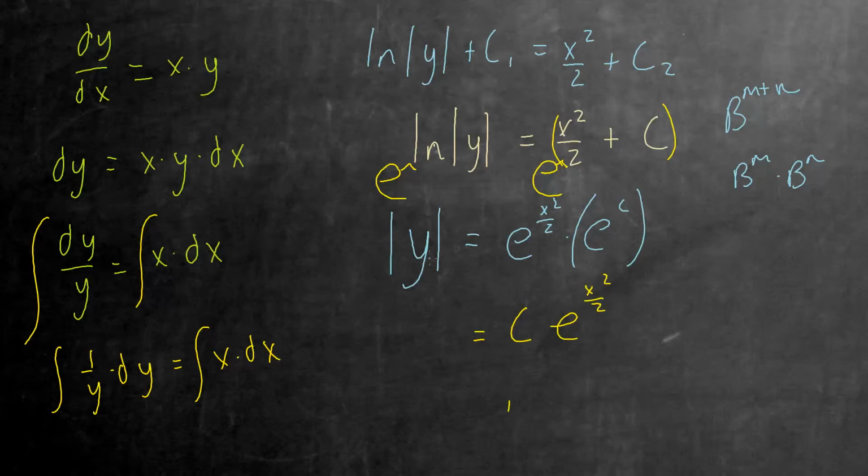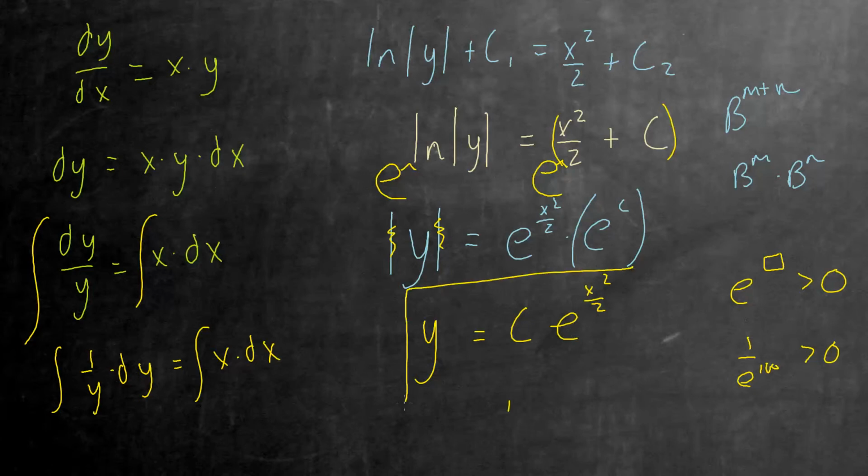Now, back to this absolute value. If I have the absolute value of y equals e to some power, we know that e to any power is always going to be greater than 0, because even if I put a negative 100 in here, it's going to be 1 over e to the 100, which is still greater than 0. So at this point, we can actually just lose the absolute value, because we understand that whatever y was, it's going to be positive anyway. So it's going to be y equals c e to the x squared over 2. I know that seems a little overwhelming, but you've got this.